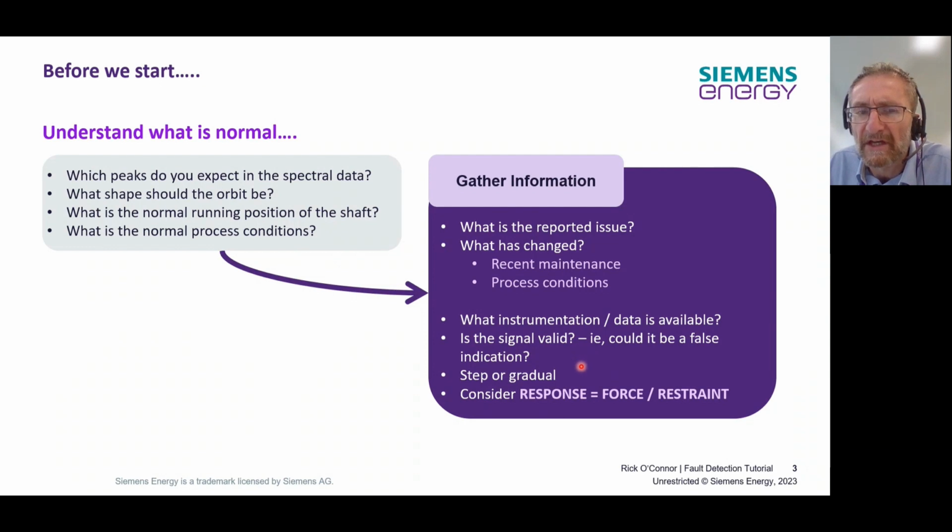If it looks real, is there a step change, or is whatever causes the issue a gradual change? We should always consider that response is equal to force over restraint. So if the restraint goes down, the response goes up. Equally, if the force goes up, the response goes up. So what we'll do first is take a look at the typical normal signatures of different types of machines.